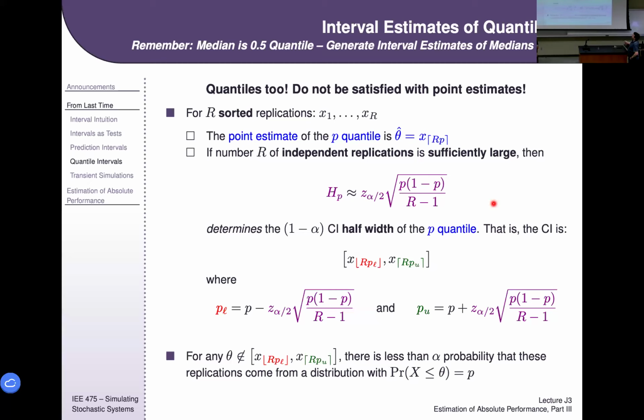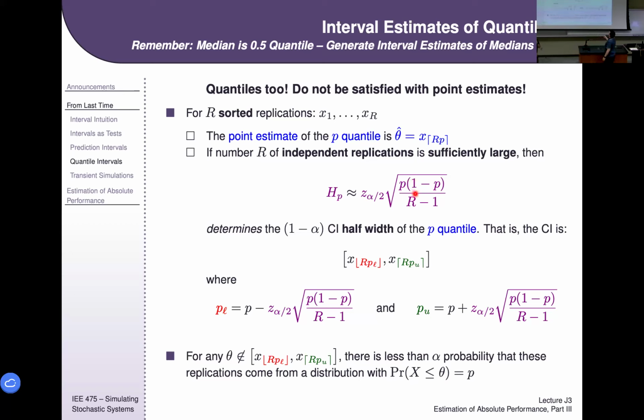Then I mentioned this last time. We showed examples of this. There is a half-width for quantile estimates. If you wanted to calculate the 85th percentile wait time instead of the mean wait time, then you could run 100 replications and take the 85th replication in the ordering. That would be an okay point estimate, but that's going to have error. So how do we generate the confidence interval there?